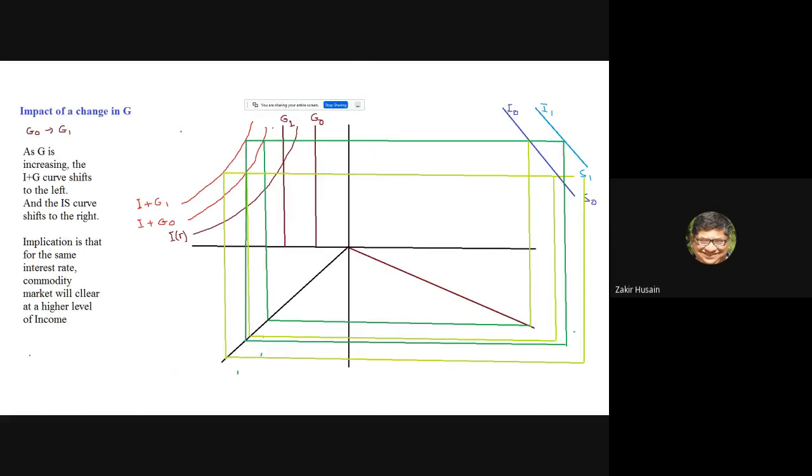Okay, in this case, a G increase stimulates aggregate demand, which will stimulate or cause an income increase.